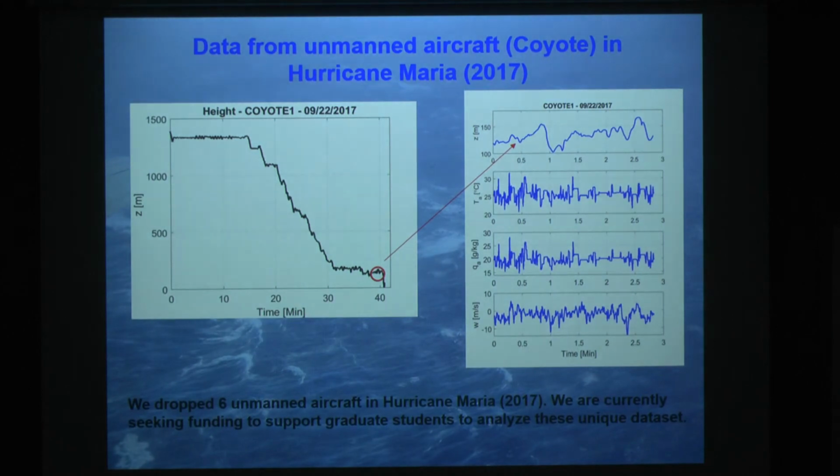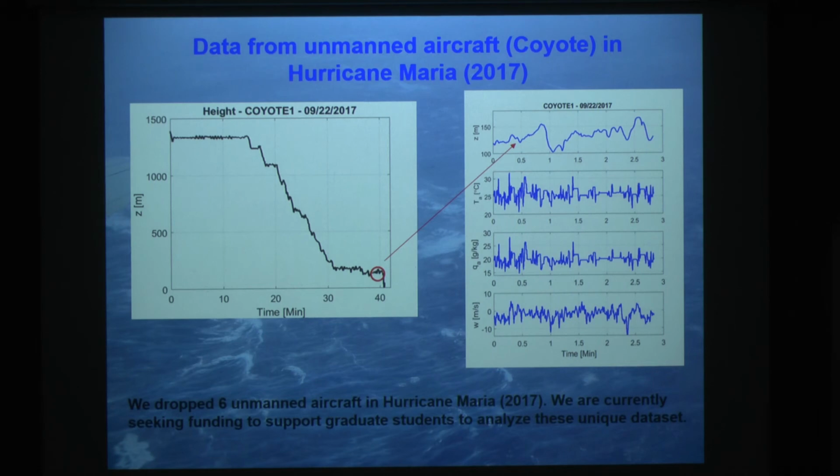This is the unmanned aircraft data. This is the first unmanned aircraft we dropped in Hurricane Maria. We didn't control it very well, but we got some data at about 100 meter altitude. You can see the altitude, 100 to 150 meters, and we measured the temperature, humidity, and wind speeds. We're still analyzing this type of data too.